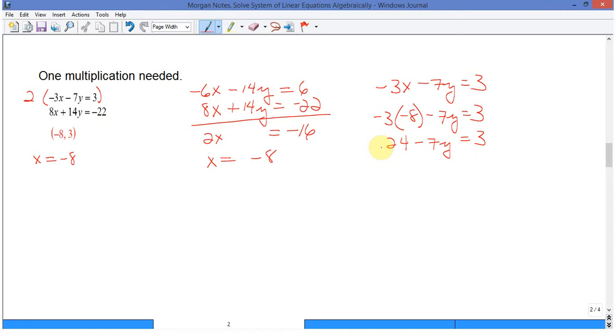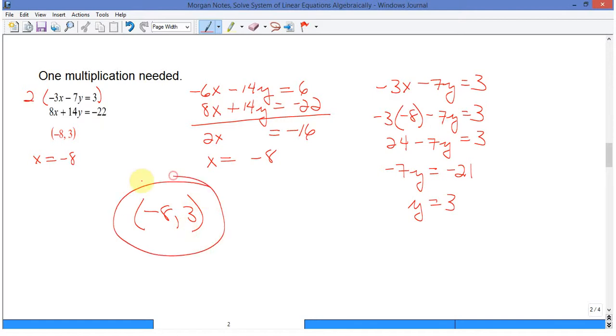Subtracting 24 from both sides, I would get negative 7y is equal to negative 21. Dividing both sides by negative 7, I would get y is equal to 3. So my intersection point, the x value is negative 8, and the y value is 3. And when we write the answer, we should write them as a point, because that's really what's occurring, they're intersecting in one point.